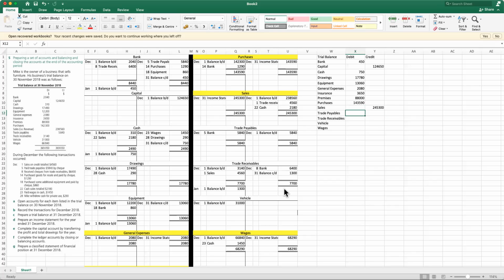Trade payable is done, so nothing to do with trade payable, so just write 00. Trade receivable, there is a balance of 1,300 on the debit side. Vehicle, yes. Wages. Yes.